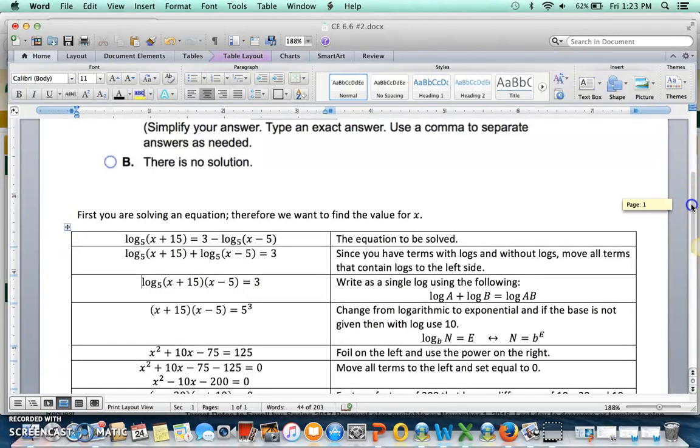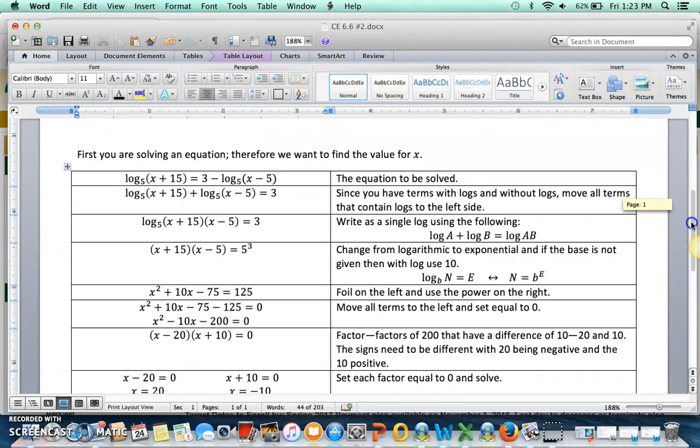But to be able to proceed on with it, we need it to be set equal to 0. We're going to move the 125 to the left. It becomes negative. Negative 75 and negative 125 give us the negative 200.